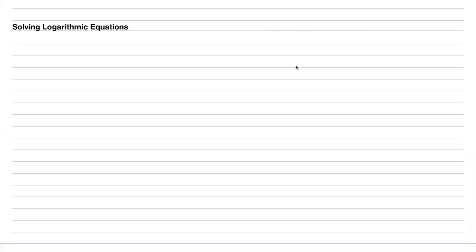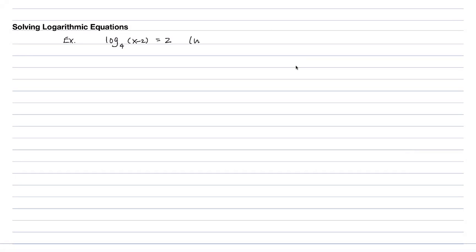So in this video, we're going to talk about solving logarithm equations. So let's take a look at one of the examples. If I have log base 4 of x minus 2, that will equal 2. Now to solve this logarithm equation, this is our first step. We try to write it as an exponential function.